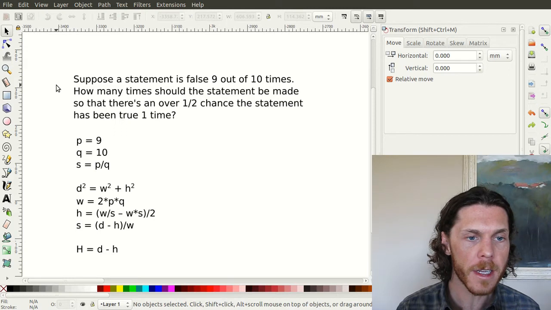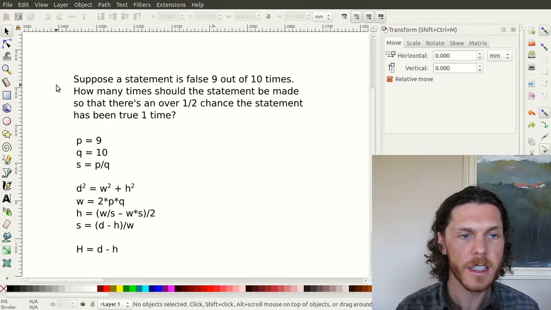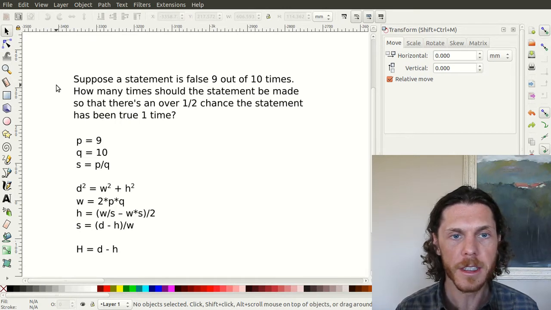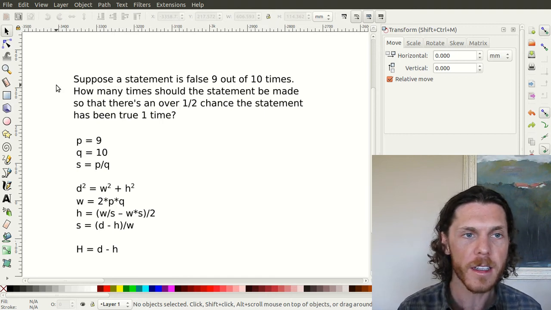Now this uppercase H is the vertical that defines the probability, 100% probability plane. We'll look at that in more detail in a couple minutes.